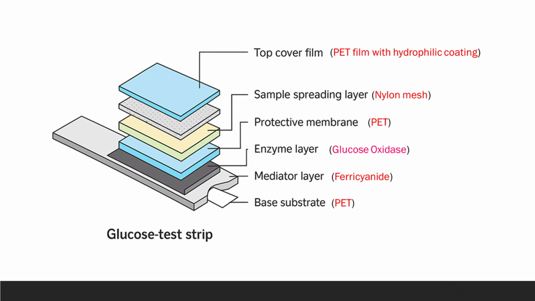And over that is the top cover film, which is again made up of PET, coated with a hydrophilic coating. You understand, right? Hydrophilic means water loving. So if a blood sample is kept, it will suck in the blood and give you the result. For that purpose, we use such kind of material. So these are the many layers in a glucose test strip.